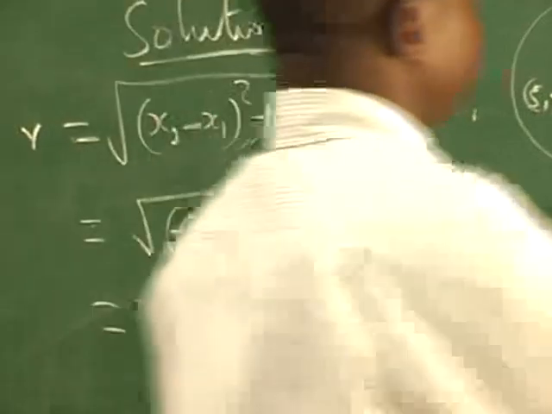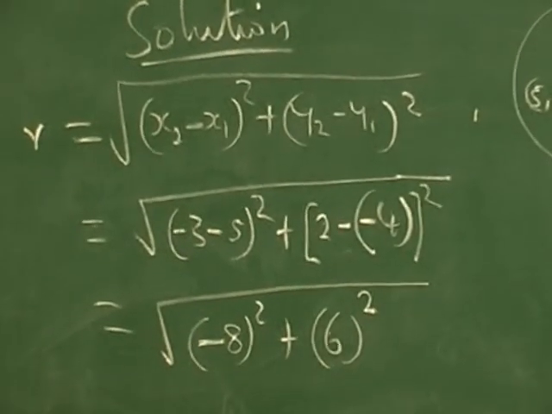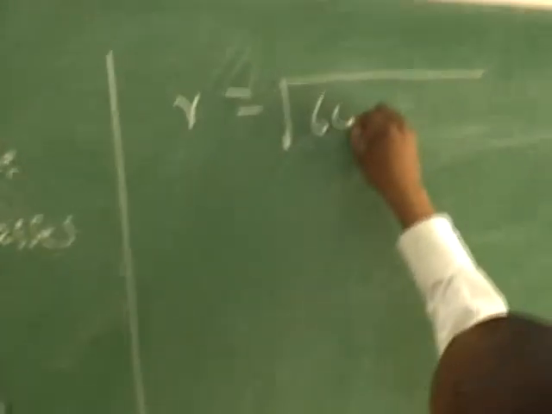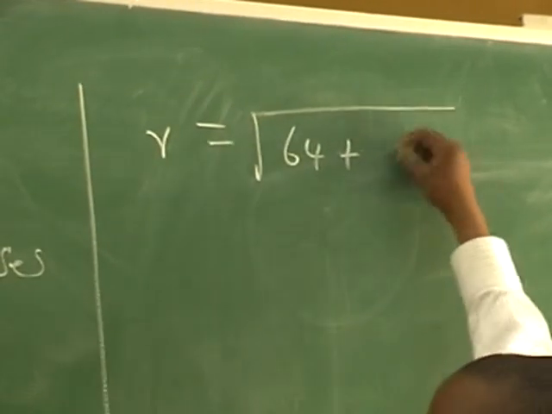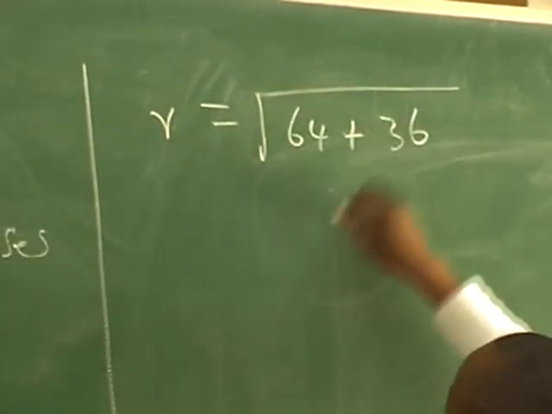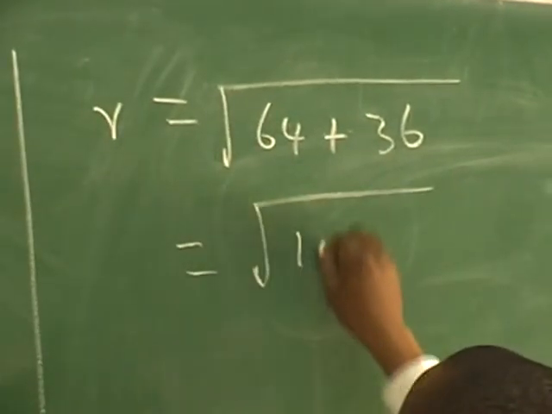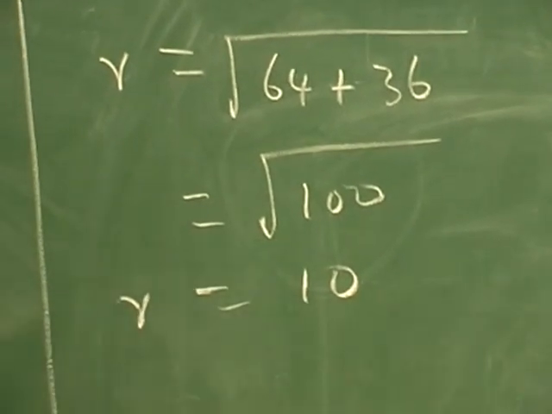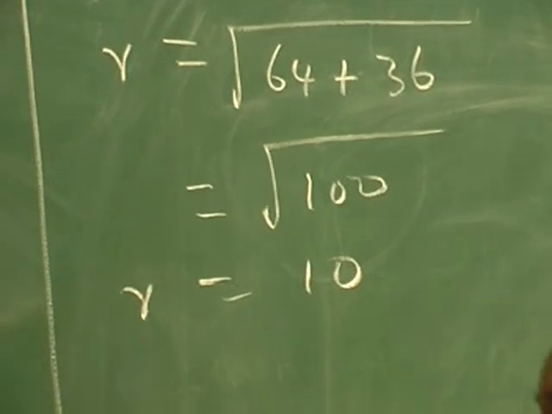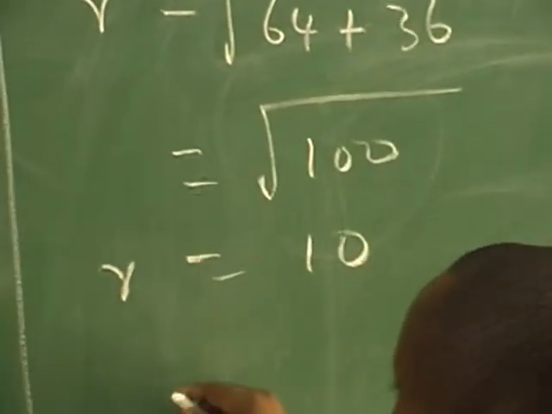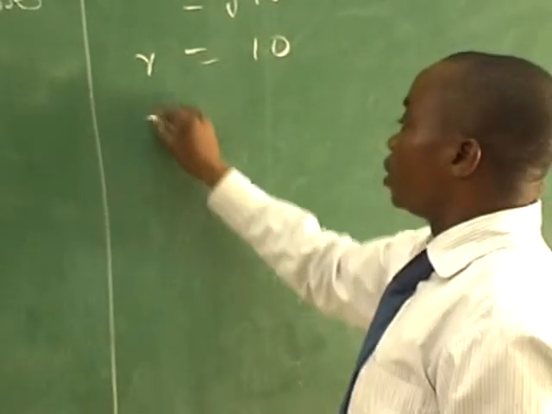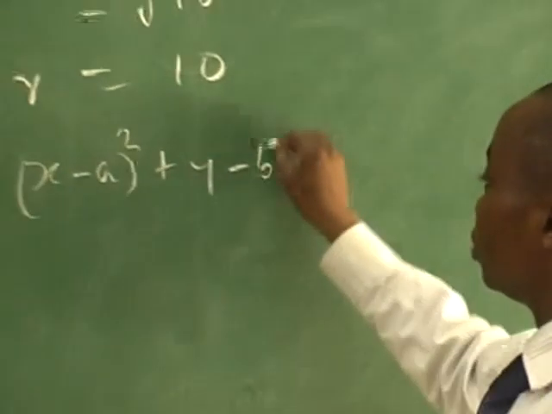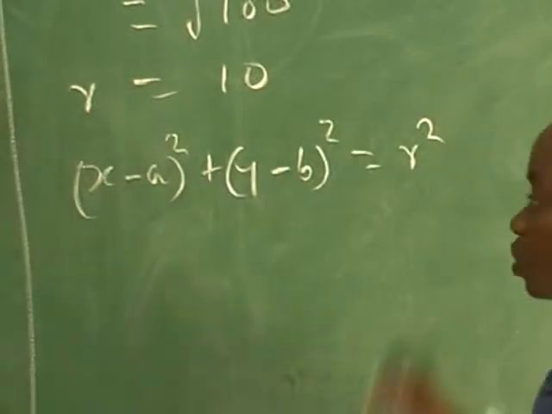And if we get that, it means R will be equal to the square root of, you see, minus 8 squared gives us 64. Then 6 squared gives us 36. So what do we have? We have 100. Of course, R is 10. So we have got the radius now. We have got this radius to be 10. So now we can form the equation of the circle. We know that to get the equation of the circle, x minus a squared plus y minus b squared will be equal to r squared.